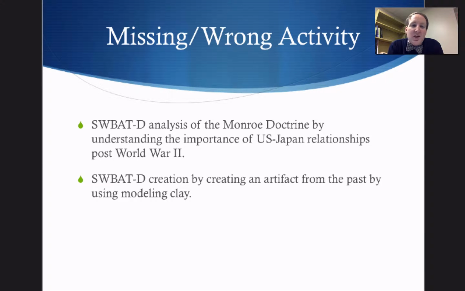Student will be able to demonstrate by creating an artifact from the past by using modeling clay. Okay. What is this activity telling us? That students can use modeling clay? It gets really wonky, and you'll notice that the content's not clear because the activity doesn't tell us anything about it. All of the parts of the objective, except for, of course, the accuracy, work together to create a meaningful picture of what's happening during instruction.